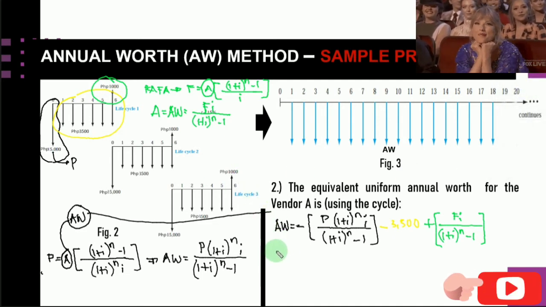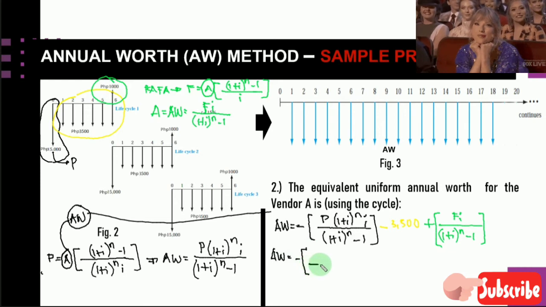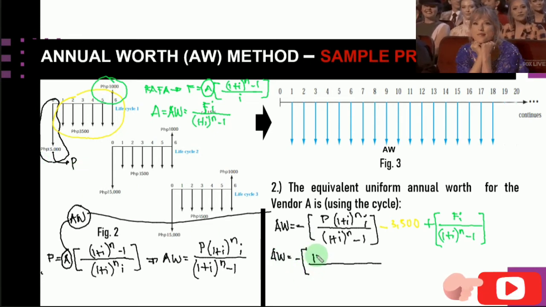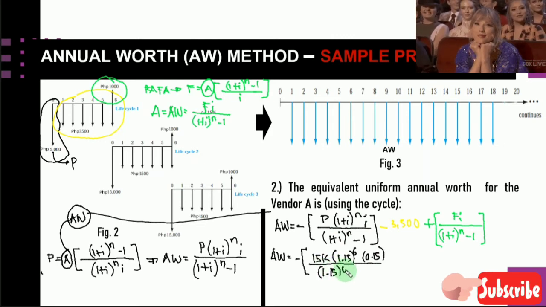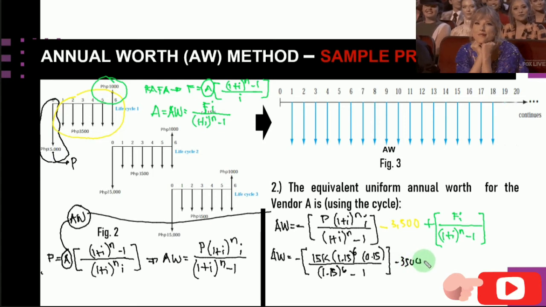So we will just have to substitute the values here. Our annual worth value AW is just equal now to the negative of, so here we have 15,000. We are just going to put 15k referring to 15,000, and then we have here 1.15 raised now to, our n here is 6 because we are only considering the one cycle, so until 6 years. So this is 6, and then times your I of 0.15. And then all over 1.15 raised now to the 6 minus 1. And this is minus 3,500, and this is plus.